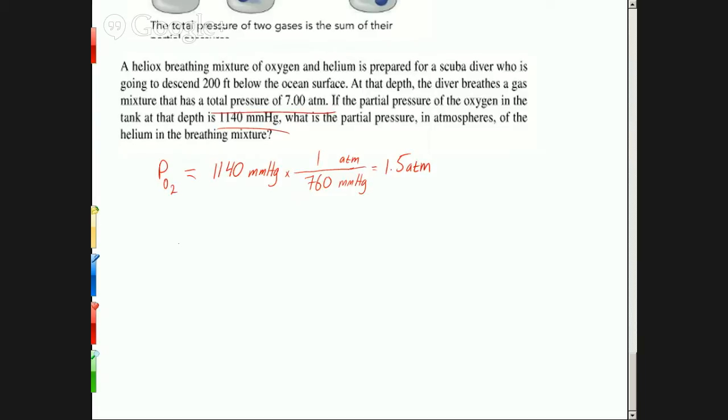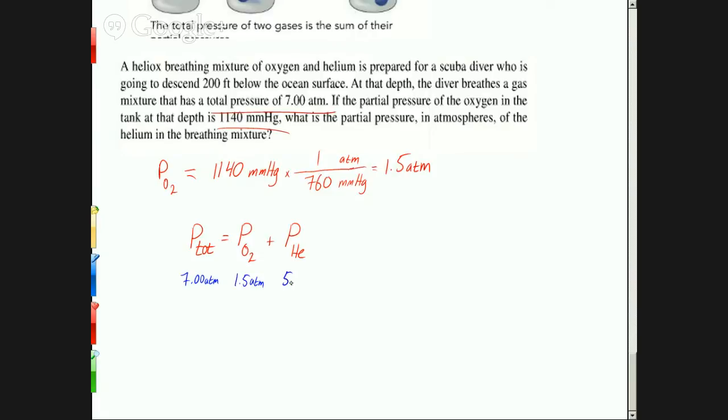So we've got a total pressure. Remember that the total pressure equals the sum of the partial pressures. So that's the partial pressure of oxygen and the partial pressure of helium. If the partial pressure of oxygen we now know is 1.5 atmospheres and the total pressure is 7.00 atmospheres, what's the partial pressure of helium have to be? Oh, so if the total pressure is 7 and the partial pressure of oxygen is 1.5, what does the partial pressure of helium have to be? Subtract that 1.5. Yeah. Right.